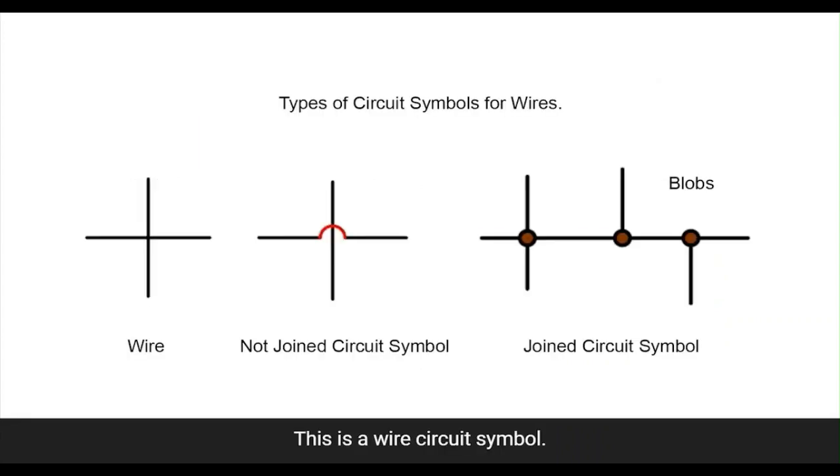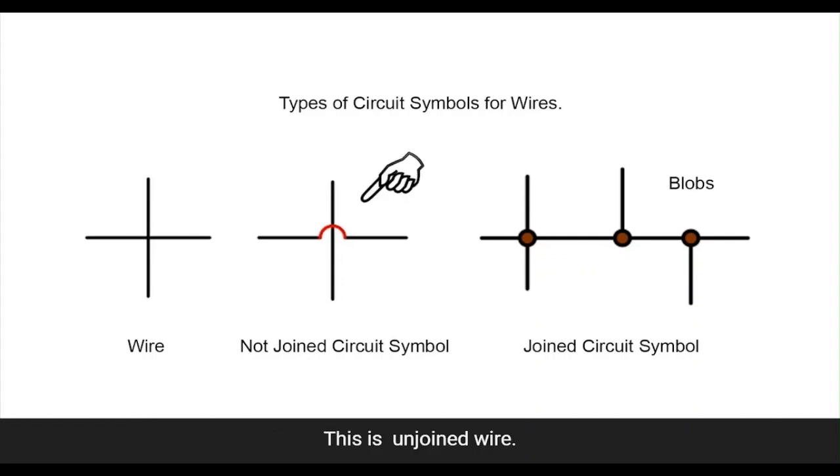This is a wire circuit symbol. It is used to connect one component to the other. This is the joined wire circuit symbol. One device may be connected to another device through wires. This is represented by drawing a block on the point where they are soldered.